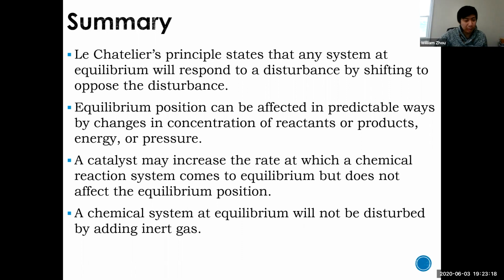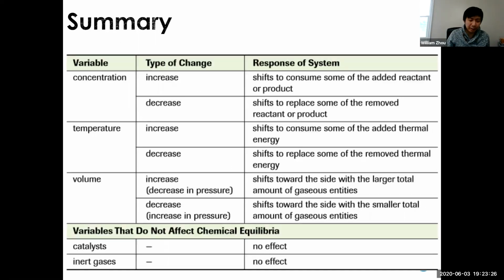So we just learned Le Chatelier's principle today. That's it: equilibrium shift, and how the different stress factors can affect equilibrium. This table summarizes everything: concentration, temperature, volume, how that can change the equilibrium and how the equilibrium will shift to get it back. And then no effect is catalysts and inert gases.